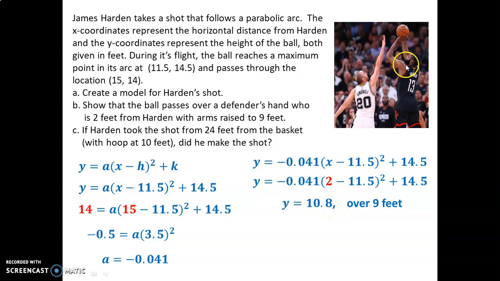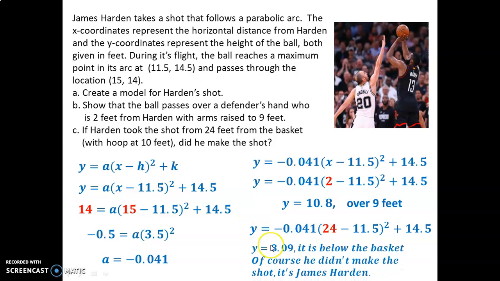Great. So the shot is going to go towards the basket now. It was not blocked. Let's see. If Harden took the shot from 24 feet from the basket, and again the hoop is at 10 feet, did he make the shot? So let's see if he made the shot. It tells us he is 24 feet from the basket. So I'm going to substitute x in with 24 again. I'm going to put that in there and say, hey, when the ball is 24 feet from him, how high is it? Because we're going to solve for y. When we solve it, we find out the ball is at a height of 8.09.